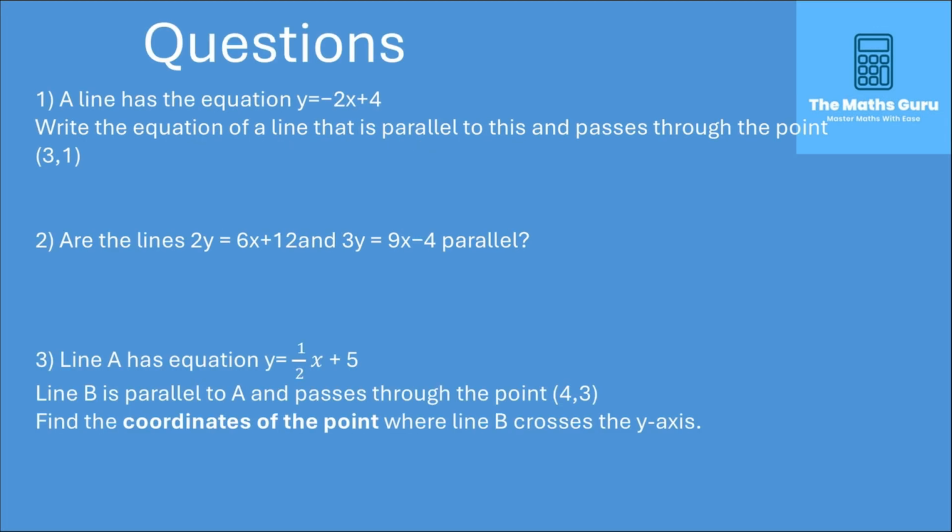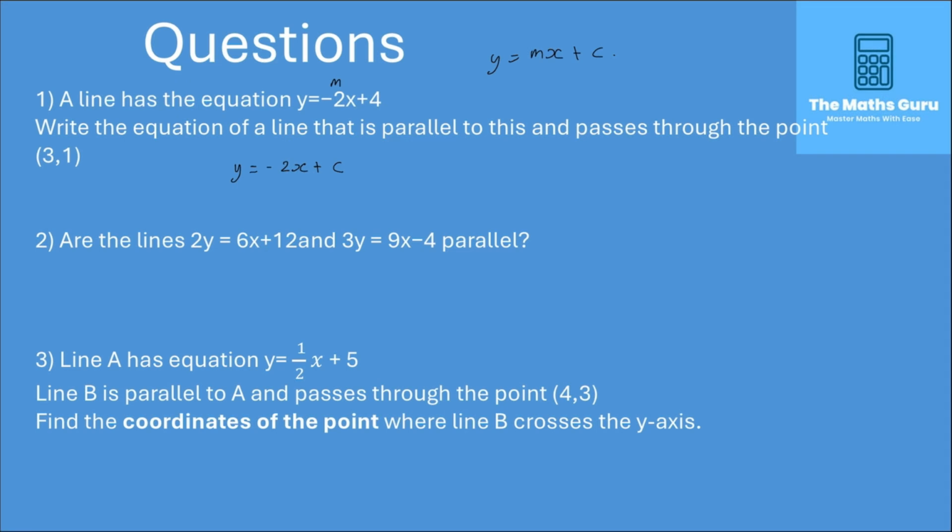Moving on to some questions now. A line has the equation y equals minus 2x plus 4. Write the equation of a line that is parallel to this and passes through the point 3, 1. First things first, we're going to remember our formula y equals mx plus c. And when lines are parallel with each other, remember that the m values are equivalent. And in this case, our m is minus 2. So we're going to write off our generic formula like so: y equals minus 2x plus c.